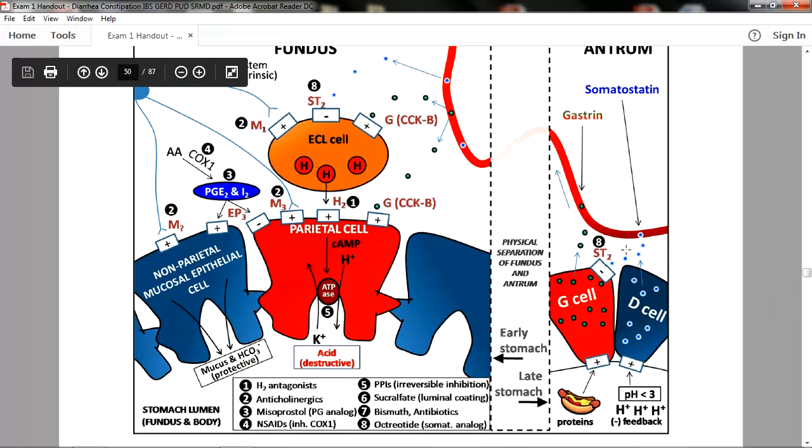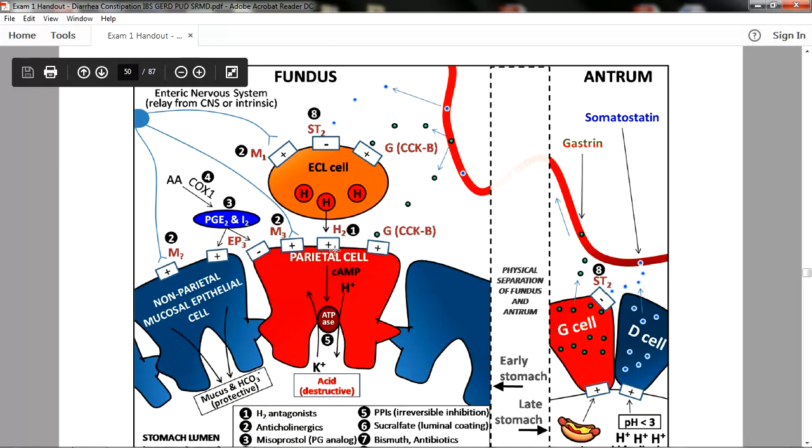So one way it does that is the somatostatin from the D cell binds directly to the ST2 receptor on the G cell to directly block gastrin release. Again, that's the more direct and local effect. And then the endocrine effect again is on the ECL cell to release histamine, or I'm sorry, to reduce histamine release. Okay.